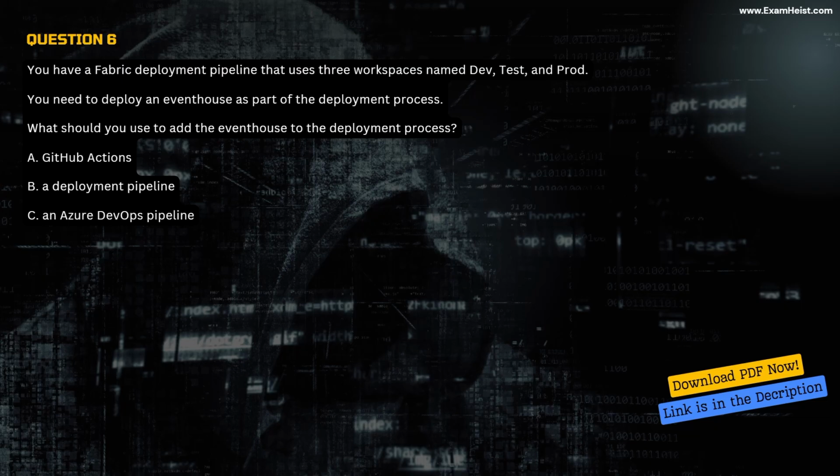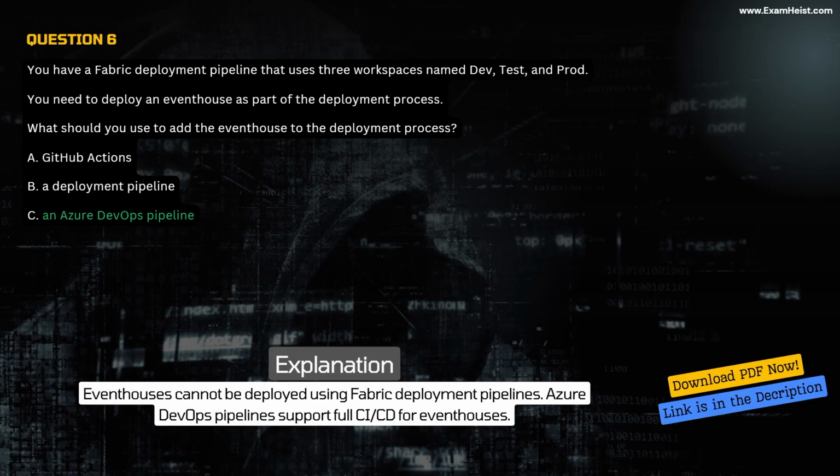Question 6. You have a Fabric deployment pipeline that uses 3 workspaces named Dev, Test, and Prod. You need to deploy an event house as part of the deployment process. What should you use to add the event house to the deployment process? A. GitHub Actions. B. A deployment pipeline. C. An Azure DevOps pipeline. Correct answer C. An Azure DevOps pipeline. Explanation. Event houses cannot be deployed using Fabric deployment pipelines. Azure DevOps pipelines support full CI/CD for event houses.